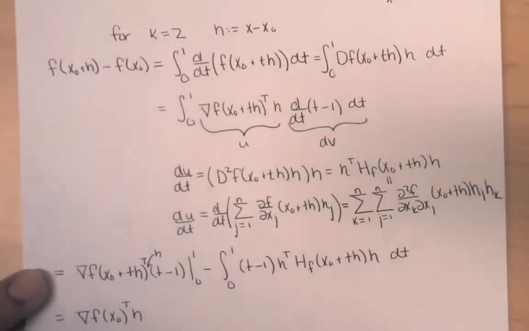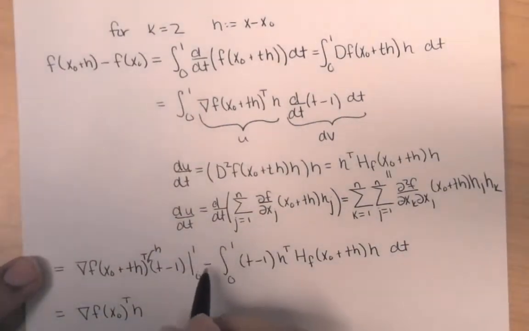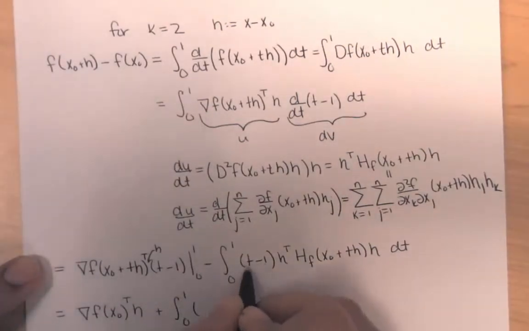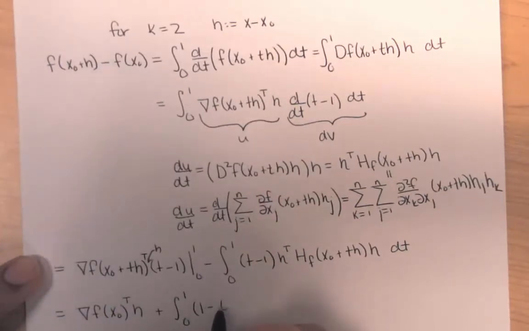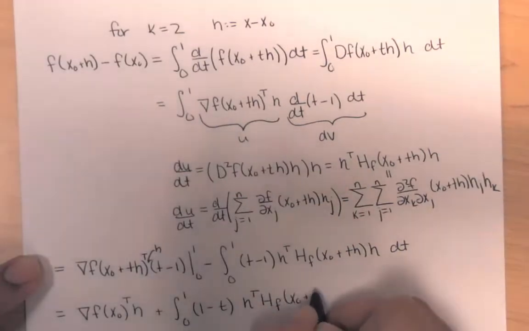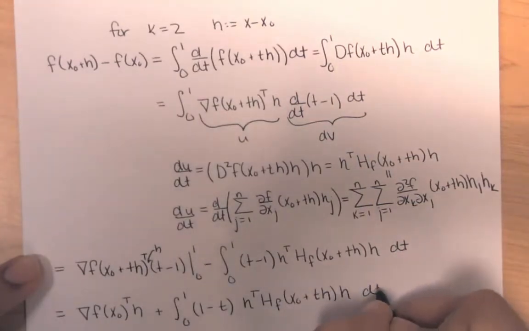Because remember that this is row valued. I can't get a vector here. It wouldn't make sense. Minus, I'm going to distribute this minus. So I get, just switch to here, 1 minus t, h transpose times the Hessian of f at x naught plus th times h dt.